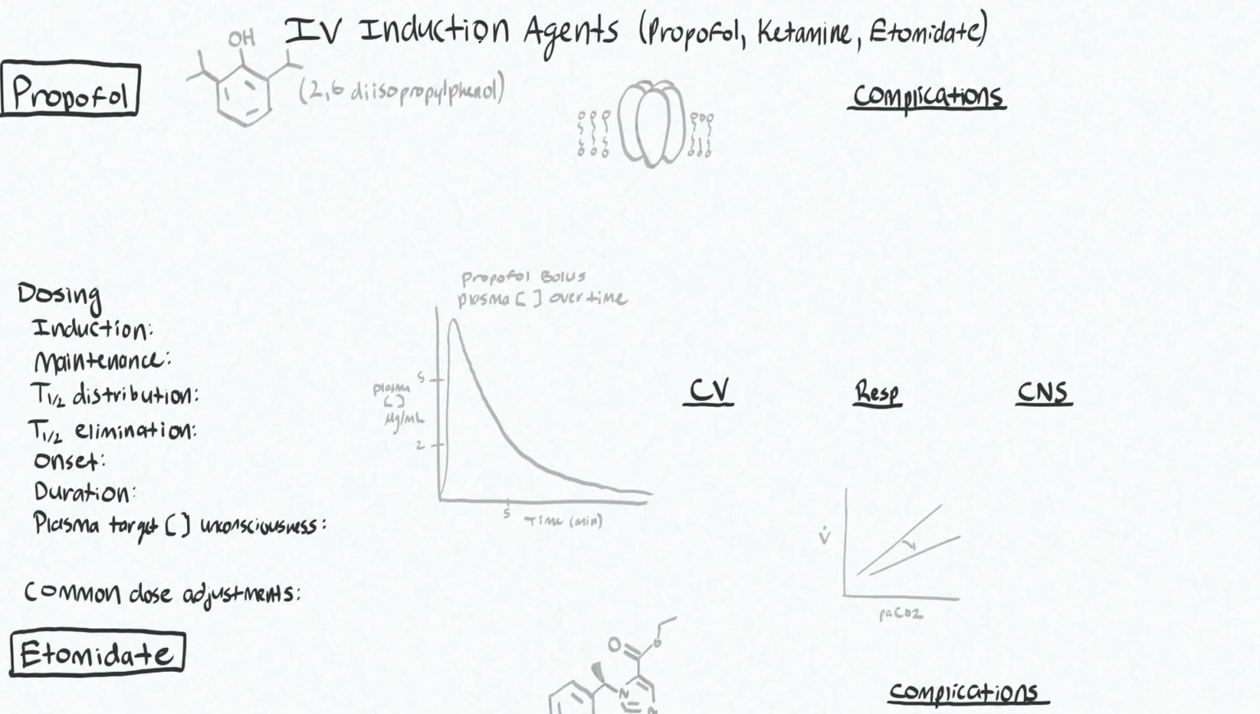In this video, we'll go over IV induction agents. I'll talk about propofol, ketamine, and etomidate, which are the most commonly used IV induction agents now. Historically, thiopental was used. Now propofol has replaced that as the IV induction agent of choice. So we'll start by talking about propofol, which is the most commonly used IV induction agent.